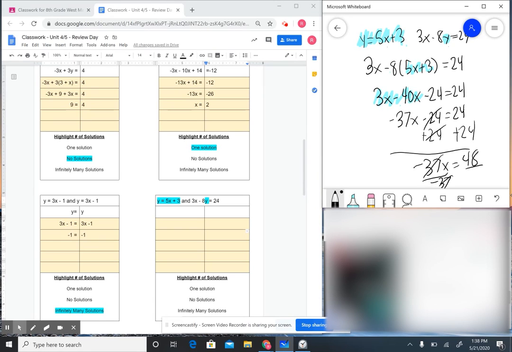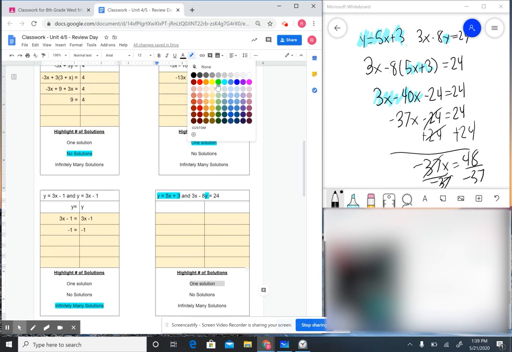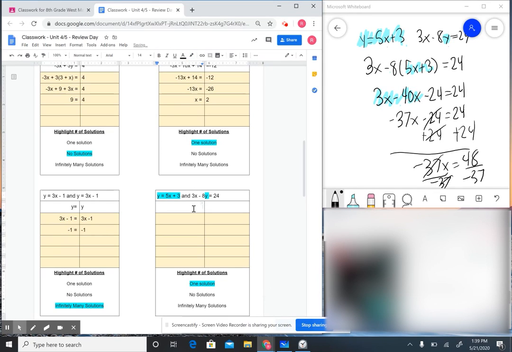And now we're going to get a negative 37. So we get a fraction of 48 over negative 37. And that's going to be a one solution problem. It is a fraction. So a lot of people don't like fractions, but just leave it like that, right? There's nothing wrong with that if you just leave it like that.